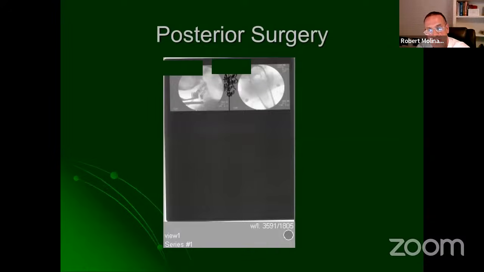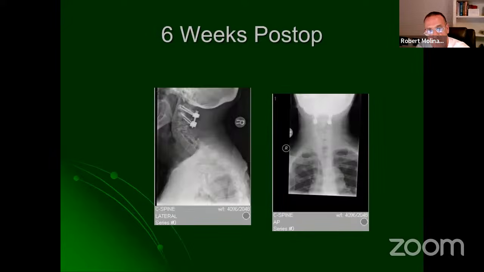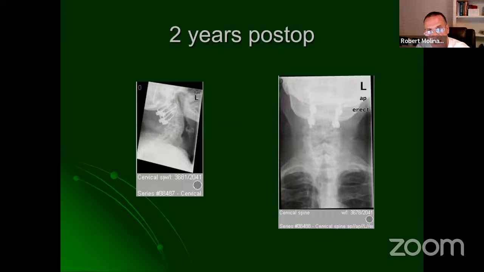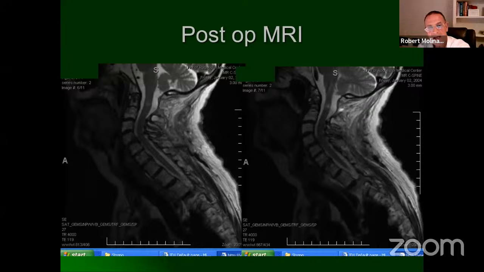She had a posterior C1 laminectomy and a simple C1, C2 fusion. And this is her 6 weeks post-op. She regained her ability to walk. Here she is 2 years post-op. And here's the post-operative MRI, where you can see she had some myelomalacia in the region of the translational instability, but she's nicely decompressed and stabilized with reduction of the C1, C2 complex.